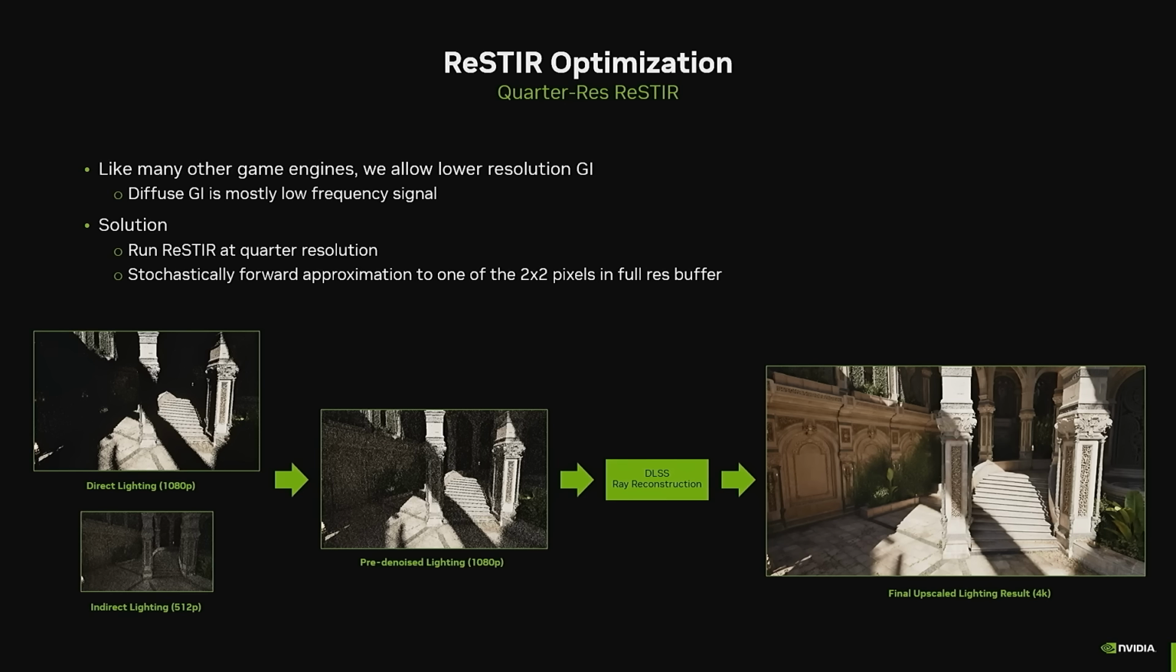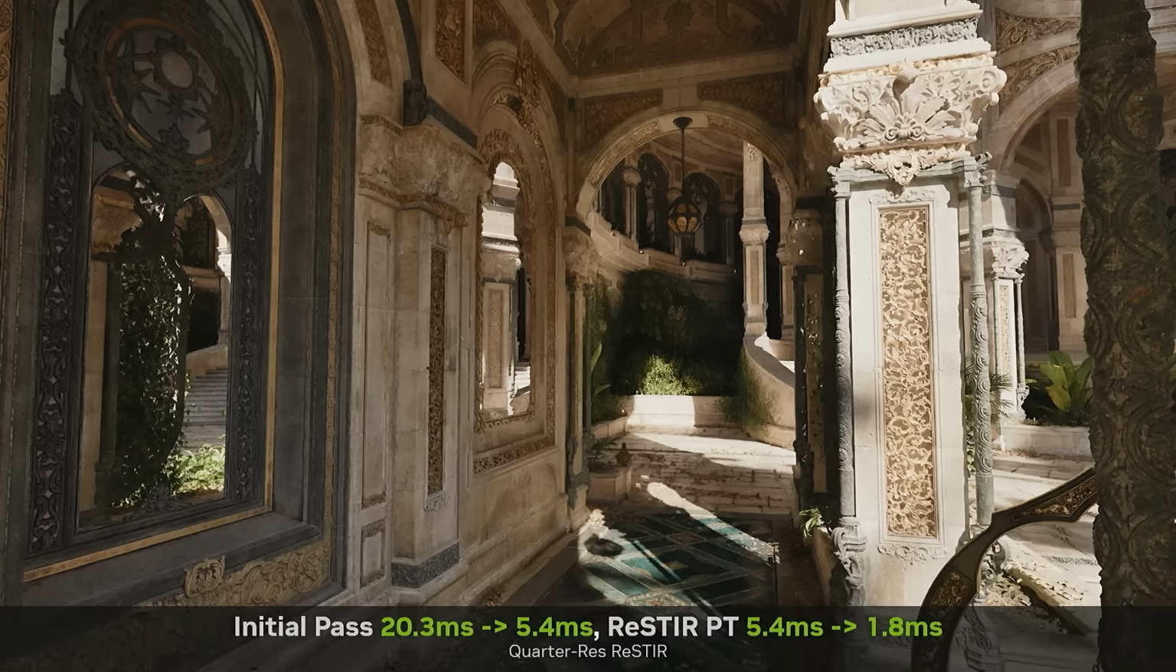After composition, we can feed the data to ray reconstruction, which does its magic, not only the denoising, but also upscaling here. And then we finally have this nice image, which is 4K. With this optimization, we cut the cost by almost 4 times for our initial sample pass, which runs the path tracer. And then we got another 3-times performance gain for the temporal and spatial resampling.